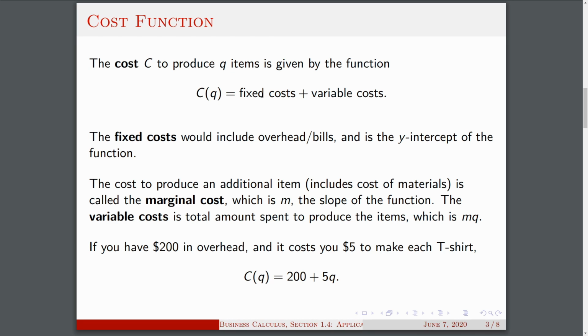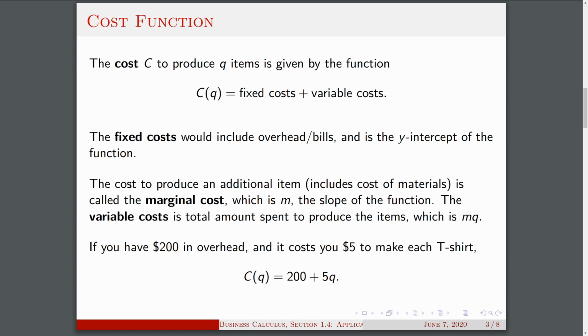To produce t-shirts or whatever, you're going to need a facility, and you've got to pay bills and stuff like that. So that's where the fixed cost comes in. That's like your overhead, your bills, like you've got to pay rent. The rent doesn't change no matter how many items you sell, right? So that's what fixed cost is. It's also the y-intercept of the function.